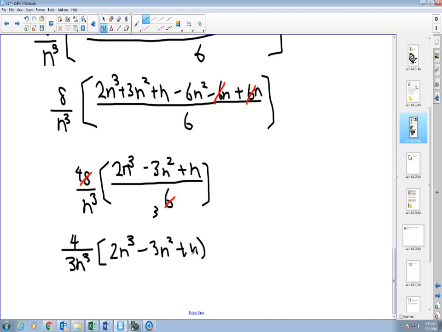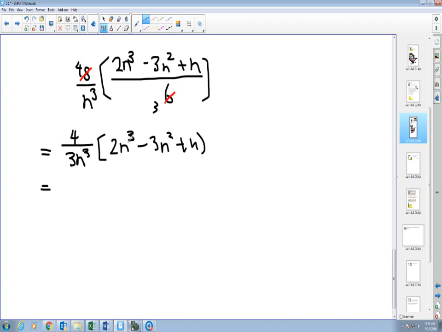So if I do a distribution, for the first term here, the n to the third will cancel out. 4 times 2 is 8 over 3, minus 3 and 3 cancels out, n squared, n cancels out. So that'll be 4 over n. n and n to the third cancel out. That'll be plus 4 over 3n squared. Okay, so that was my lower sum.